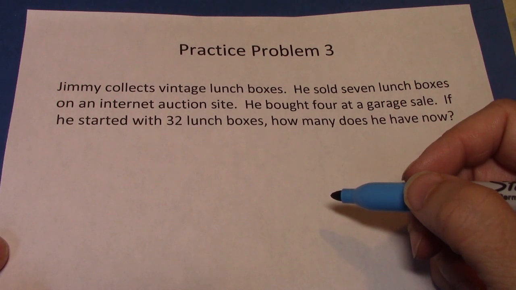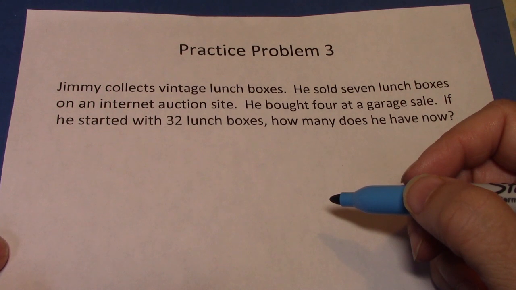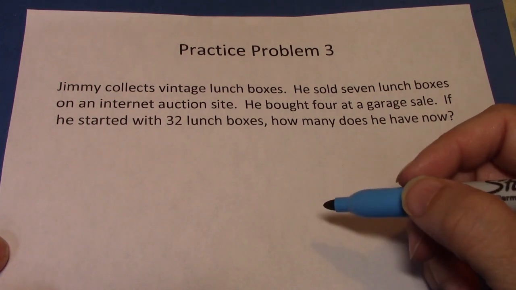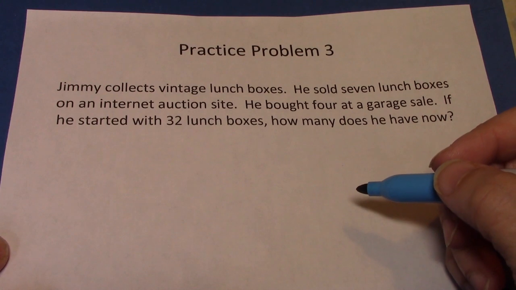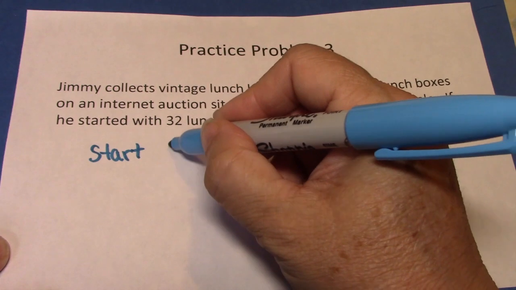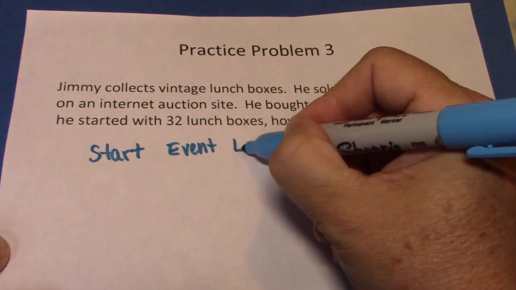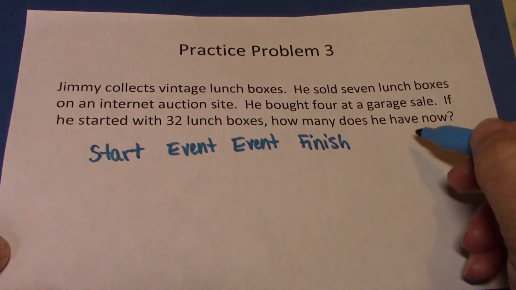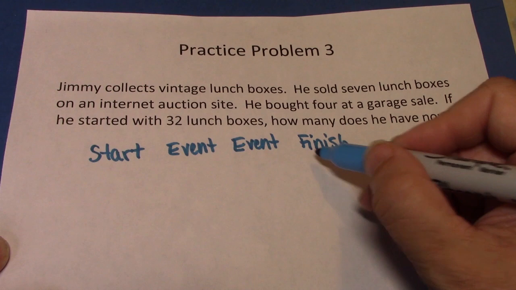Problem 3. Jimmy collects vintage lunch boxes. He sold 7 lunch boxes on an internet auction site. He bought 4 at a garage sale. If he started with 32 lunch boxes, how many does he have now? This is a classic start, event, finish story, all kinds of things going on and a lot of words to confuse us. But really there's a start, and in fact there's 2 events here, and a finish. And in fact the finish is what we're looking for. How many does he have now?